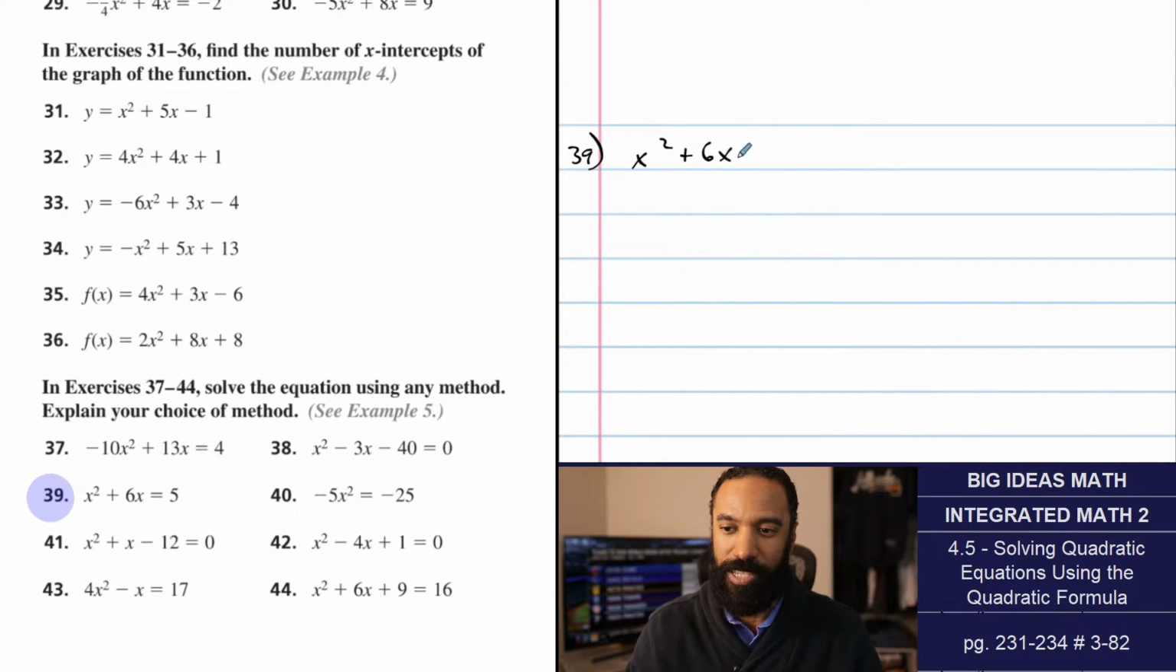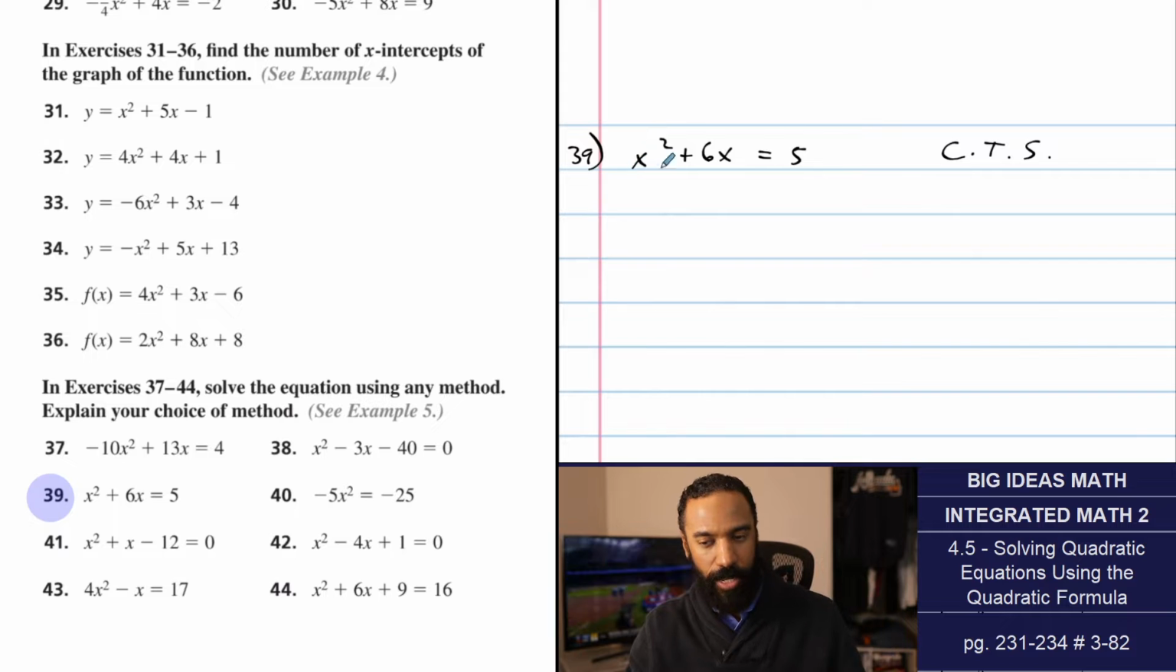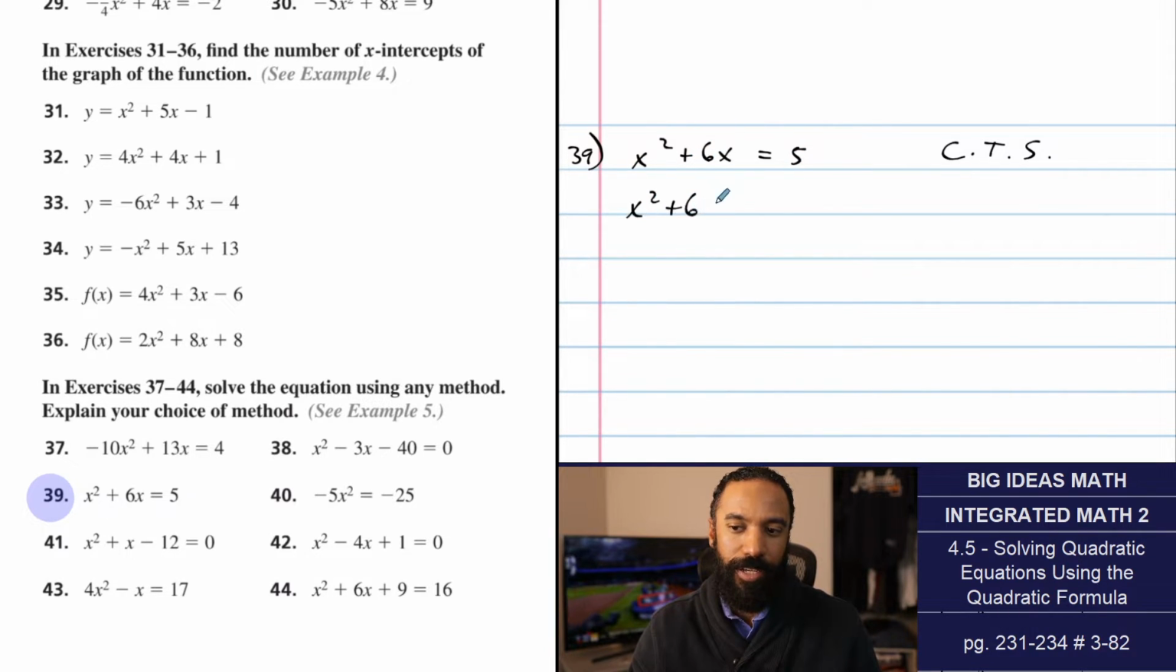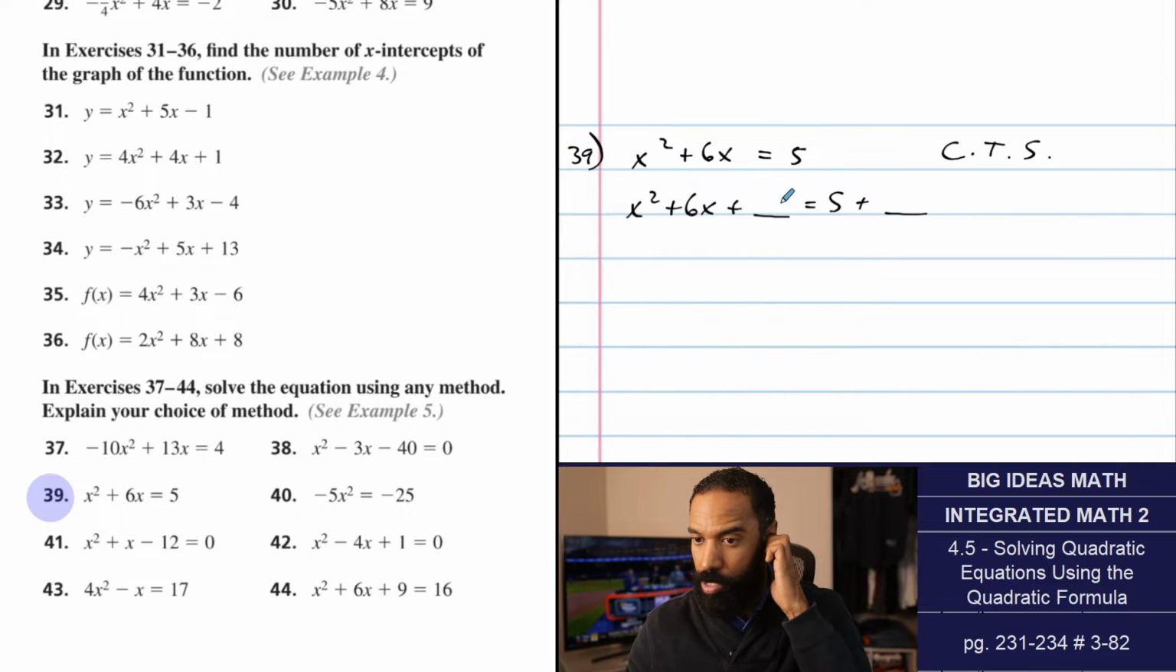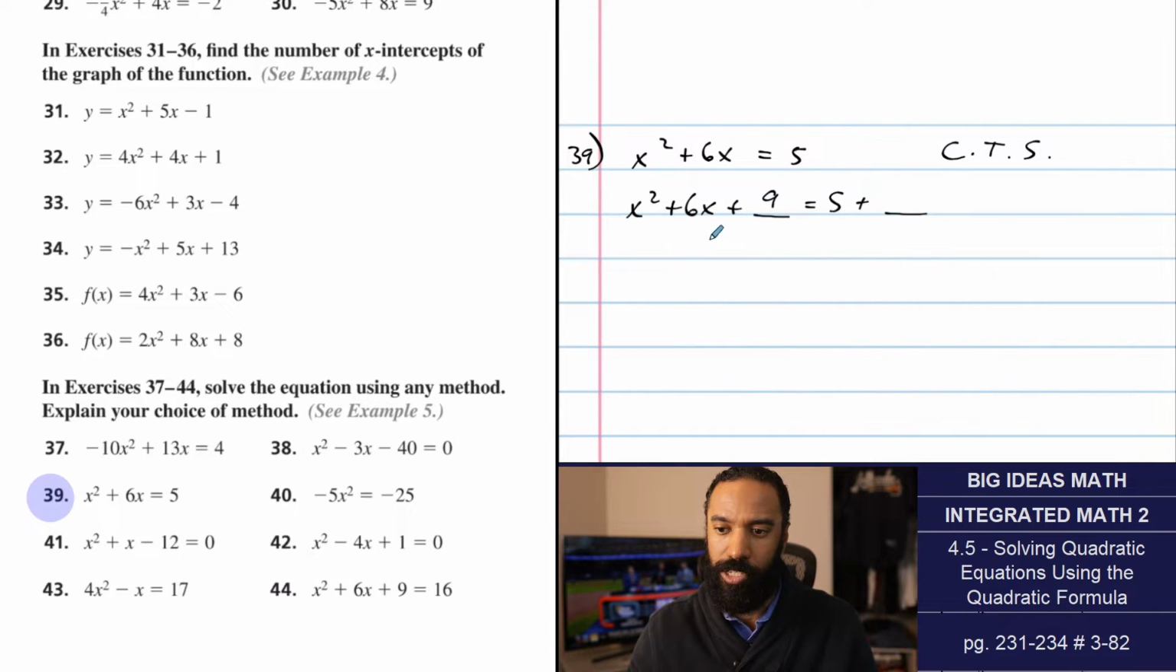X squared plus 6x equals 5. This is very completing the square, CTS. You have a quadratic coefficient of 1, even linear coefficient, and 5's already on the other side of the equation. Perfect. Let's complete the square here. Oh, and I was going to say, this is non-factorable. So here, we're going to add 9. 6 divided by 2 is 3. 3 squared is 9. Add 9 to both sides.